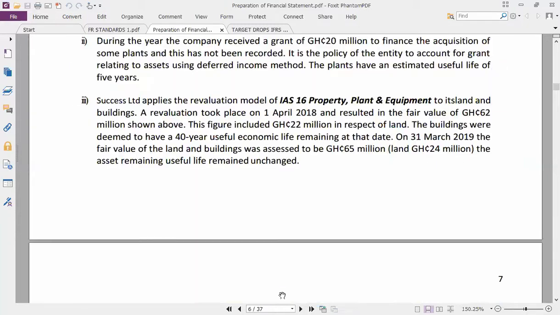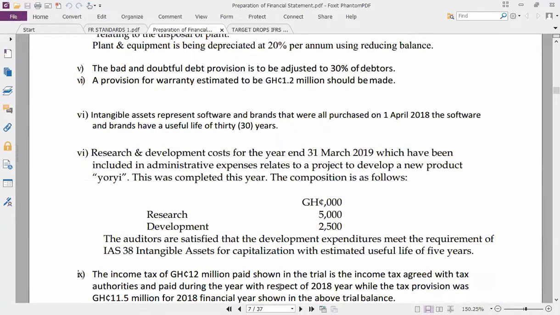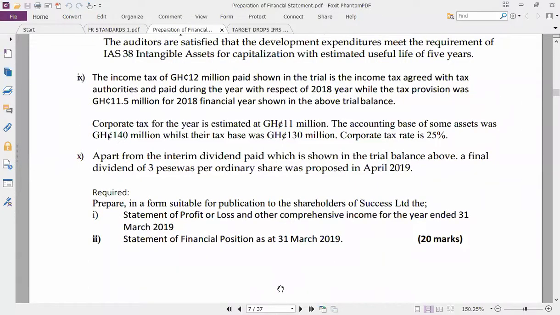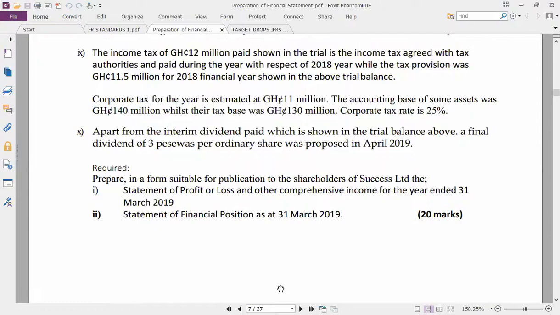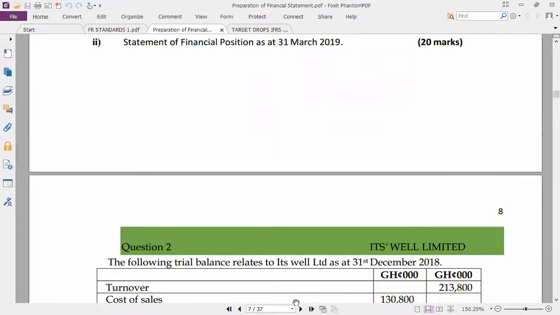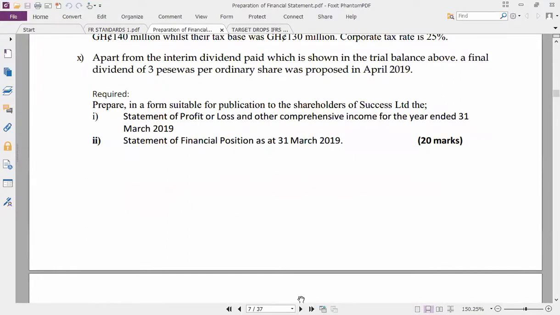So for success, let's go to the footnote. Last but one note. Check the year in question first. The year in question is what? 31st March 2019. So that when I mention 2018 tax information, you know that it's for under or over. That's what we have to do first. Okay. So let's see.